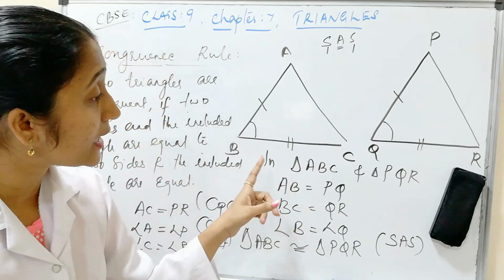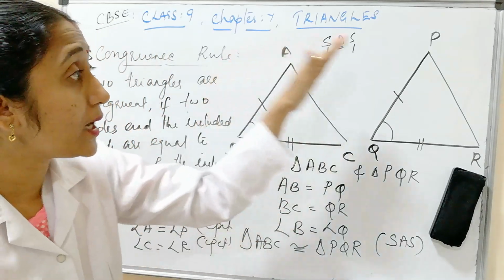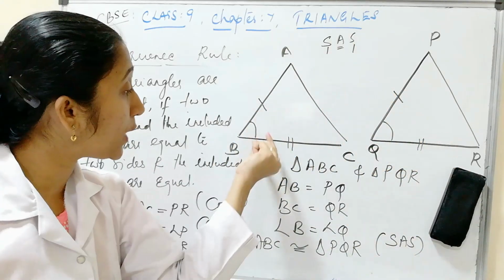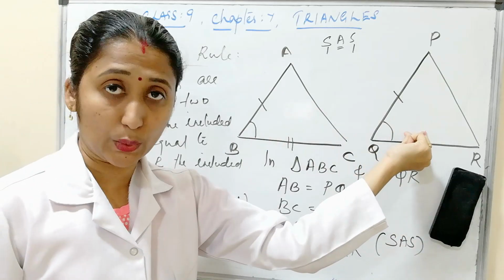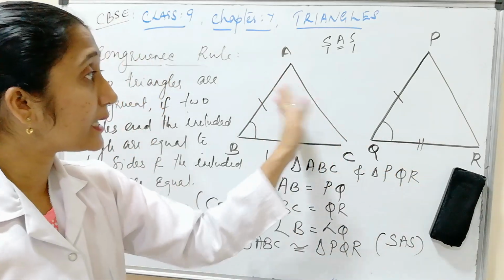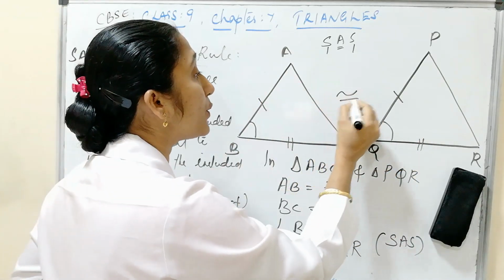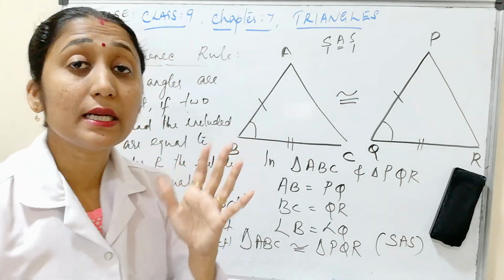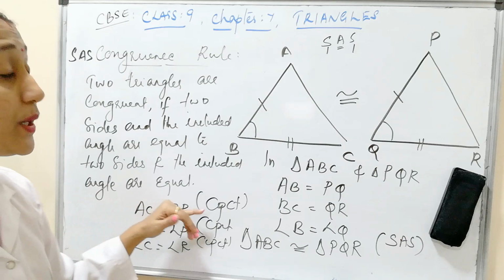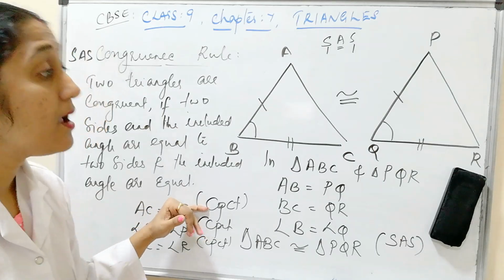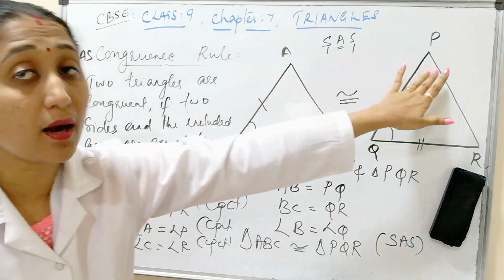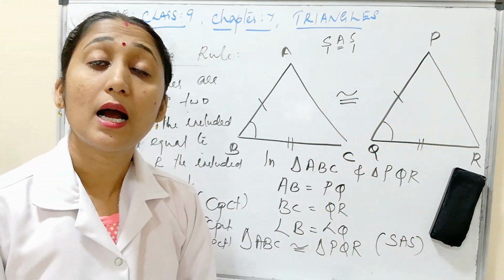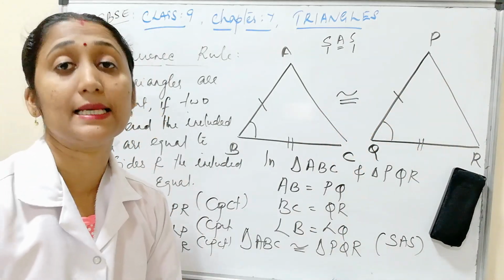So if it is given that AB and PQ are equal and BC and QR are equal, included angle B is equal to angle Q, then we can say that triangle ABC is congruent to triangle PQR. What is the CPCT here? AC is also equal to PR by CPCT, and angle A is equal to angle P by CPCT, and angle C is equal to angle R, also by CPCT. This is the SAS rule.